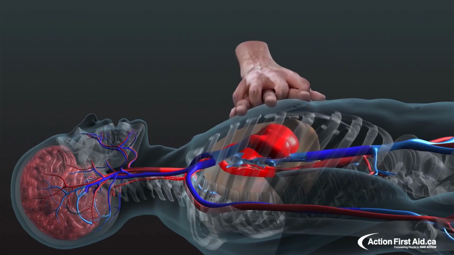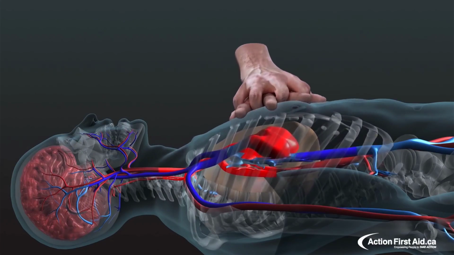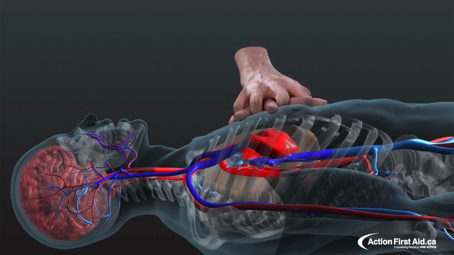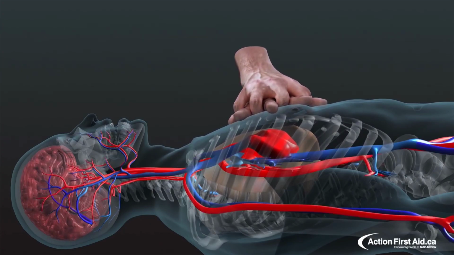Watch what happens when we push too fast. The heart does not have the time to refill with blood, therefore not enough blood gets pumped out. Watch what happens when we don't allow the body to decompress and allow the chest to fully recoil. The heart does not have a chance to refill with blood, therefore no blood gets pumped out.